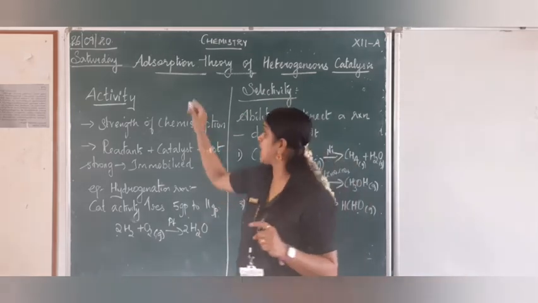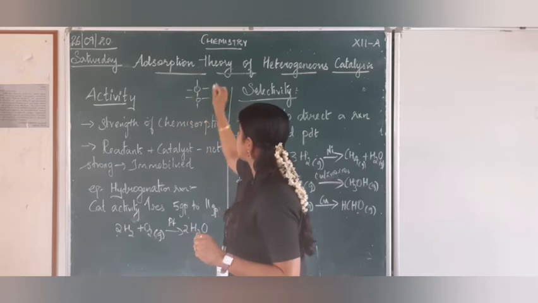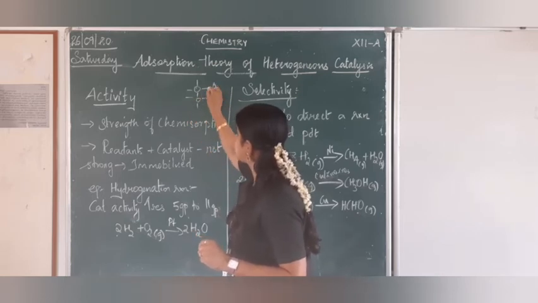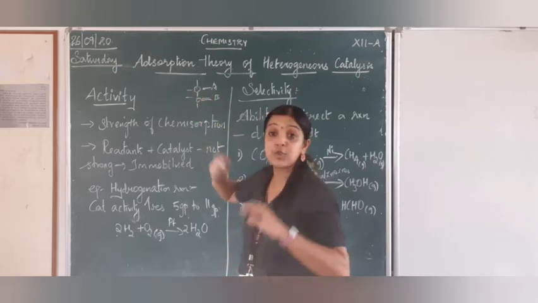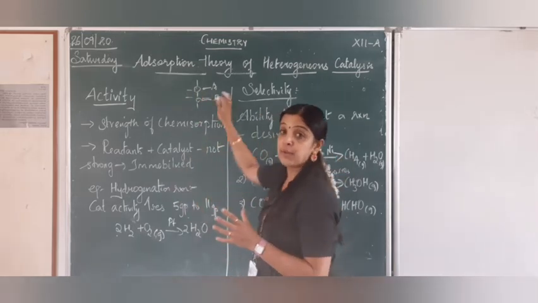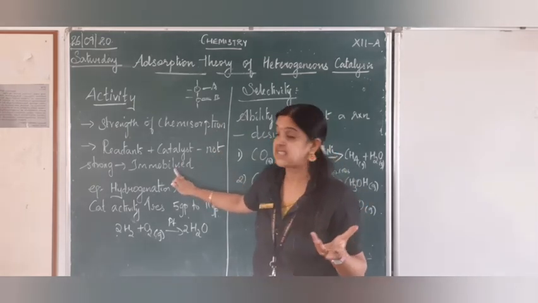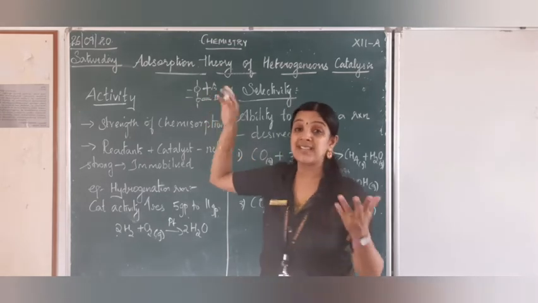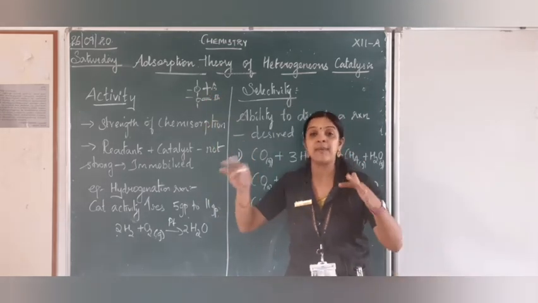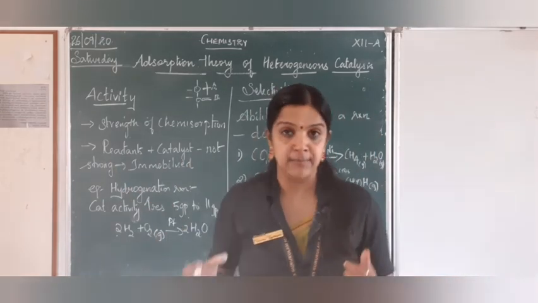So when I told you these are my catalytic center, what happens here, when A and B are formed, the bond between A and the catalyst, B and the catalyst should not be so strong. If it becomes so strong, what happens? It becomes immobilized. It cannot break and form the product, or it cannot allow other reacting molecules to come and attack my catalyst. It does not give the active centers available.